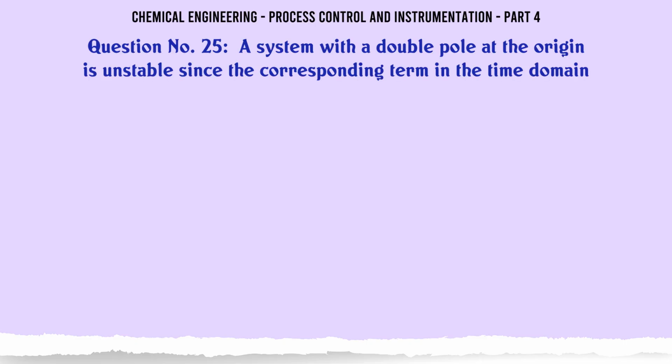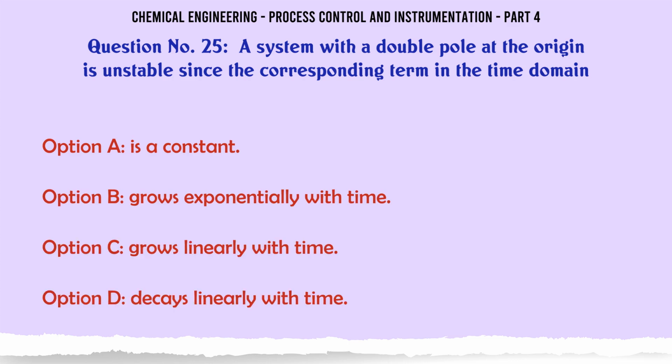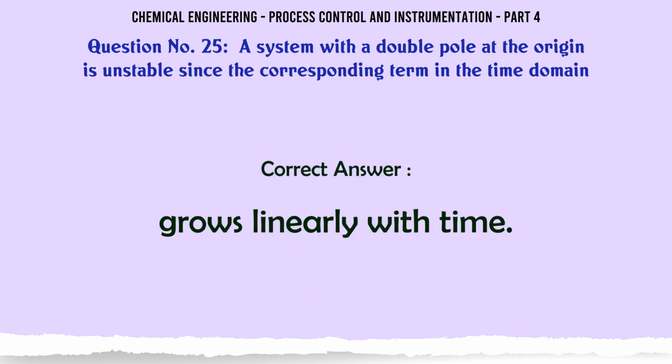A system with a double pole at the origin is unstable since the corresponding term in the time domain A. is a constant. B. grows exponentially with time. C. grows linearly with time. D. decays linearly with time. The correct answer is grows linearly with time.